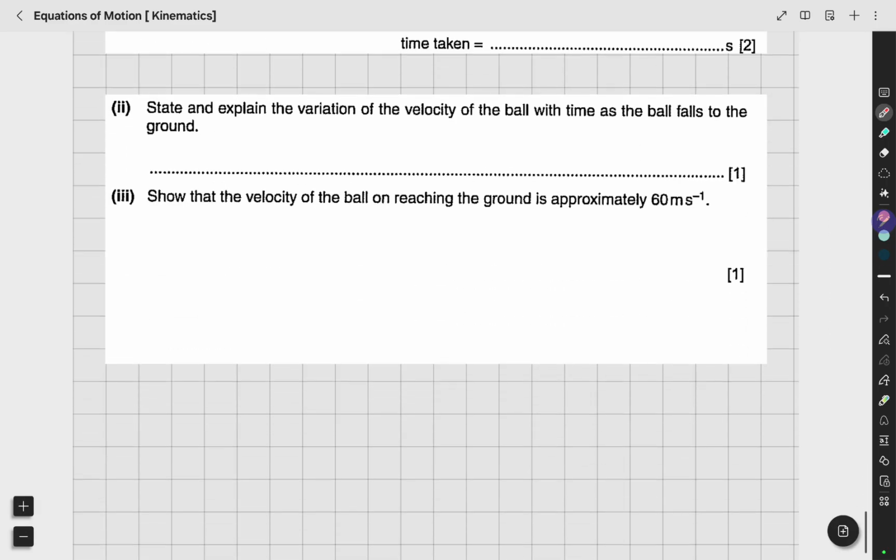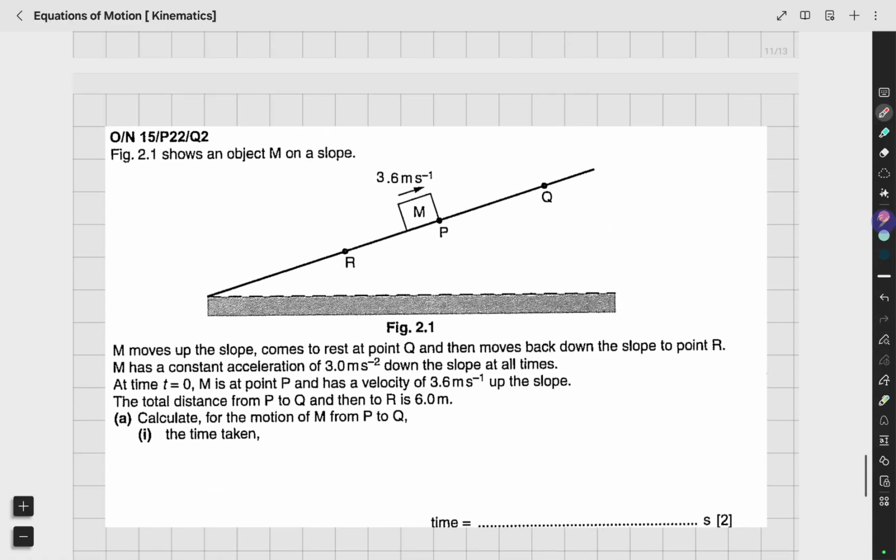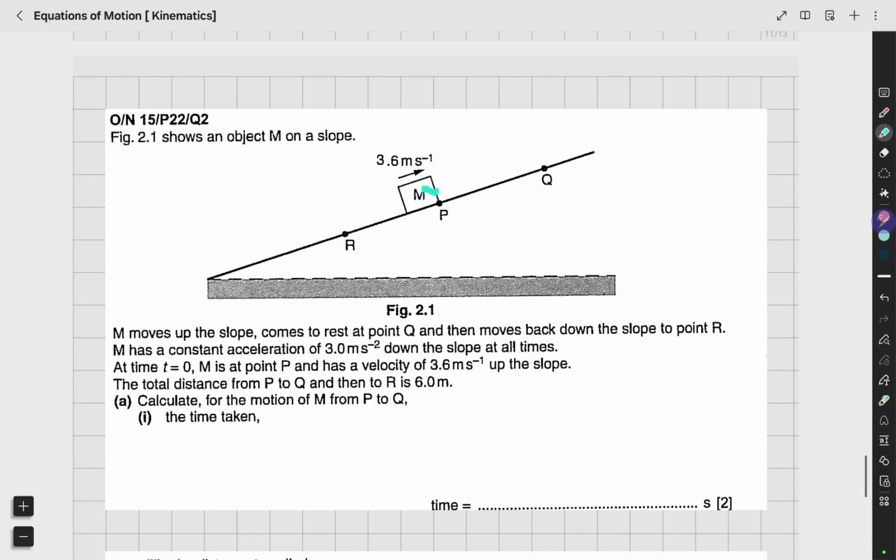There are a couple of theory questions that we have to do. The first question is about the object M, which is on a slope, and there are some points R, P, and Q, which seem to be equidistant. At P, its speed is 3.6. M moves up the slope, comes to rest at point Q. Okay, it means that the final velocity here is 0, and then it moves back down the slope to point R. M has a constant acceleration of 3 meters per second squared down the slope at all times. So it means that its acceleration all the time downward is 3.0 meters per second square.